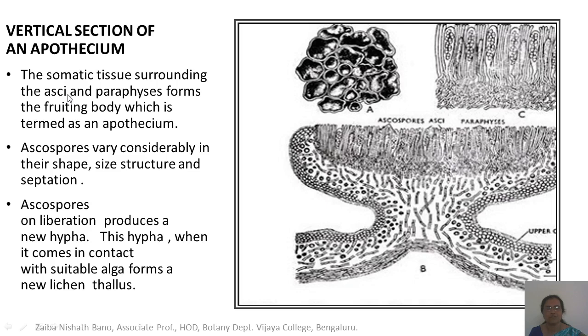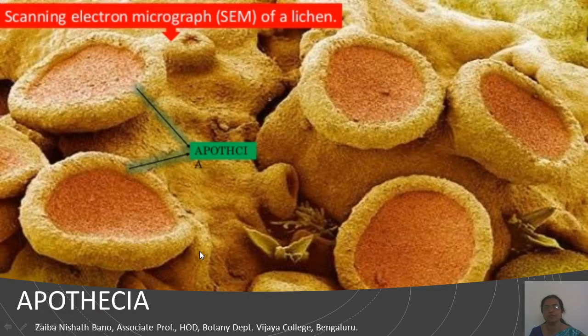The ascospores vary considerably in their size, shape, structure and septation. Ascospores on liberation produce a new hypha, and when this hypha comes in contact with a suitable alga, it forms a new lichen thallus. Now you can see here I have just put a picture of a scanning electron micrograph of a lichen. You can see big cup-shaped fruiting bodies. These cup-shaped fruiting bodies are called the apothecia.